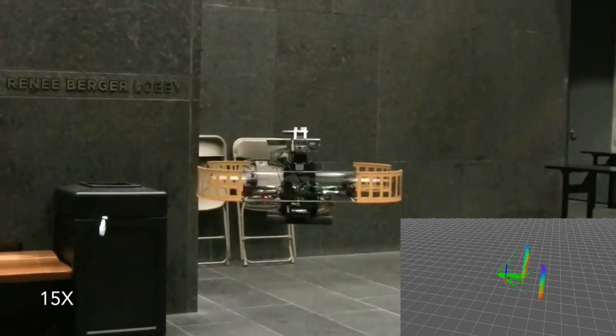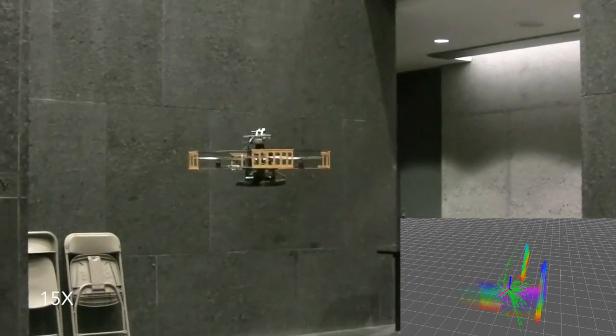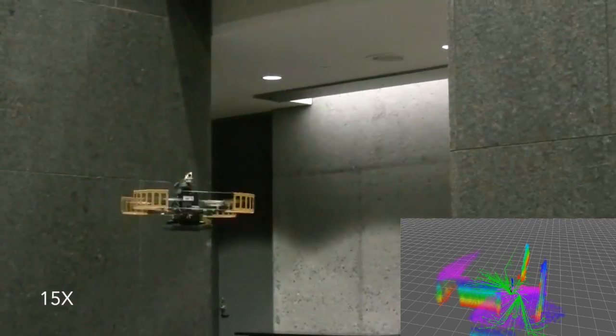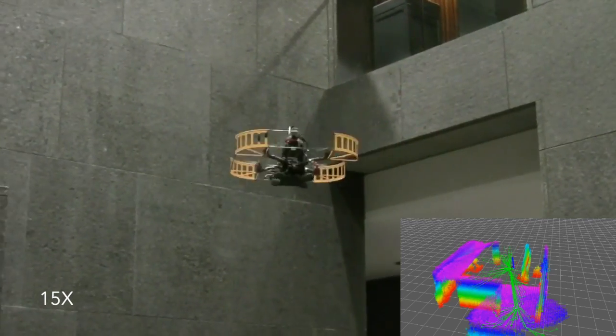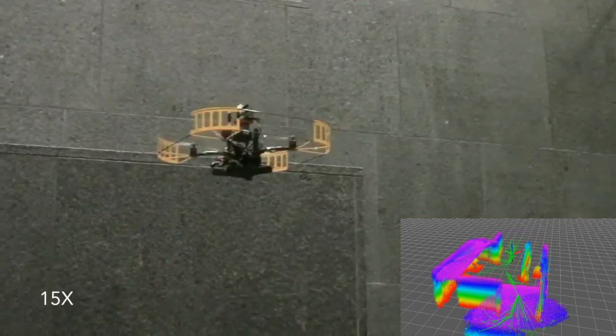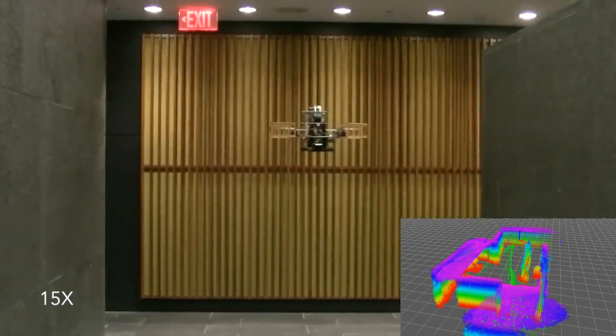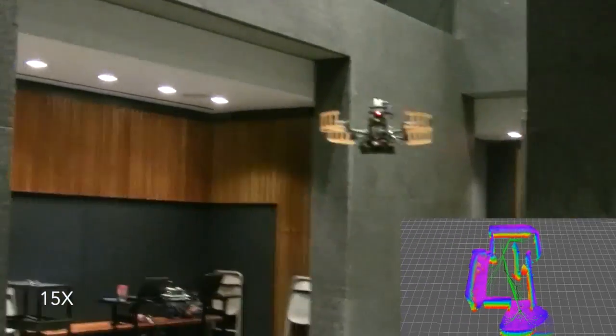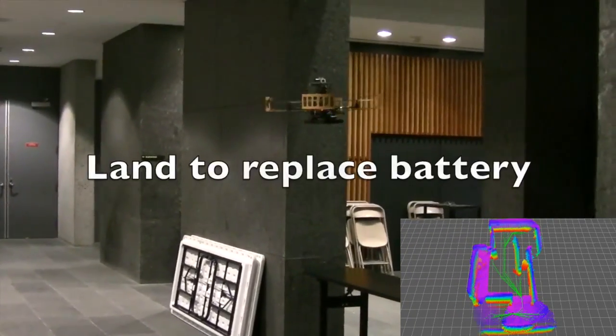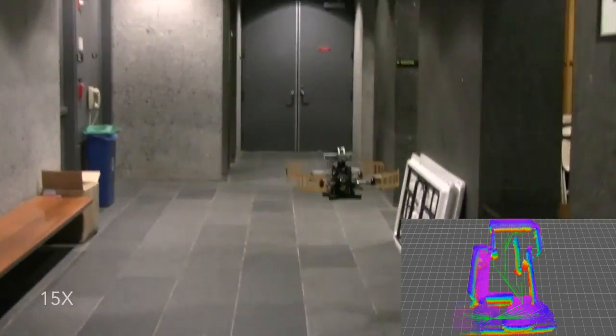We also ran experiments with a quad rotor in order to determine how our approach extends to robots with more mobility. Here we show results where the quad rotor was tasked with mapping one floor of a building. Due to its short battery life, we periodically land the quad rotor in order to replace its battery. Except for these times, the quad rotor is fully autonomous.